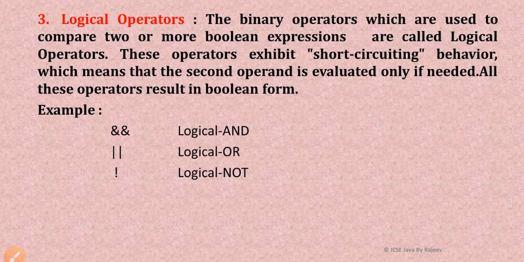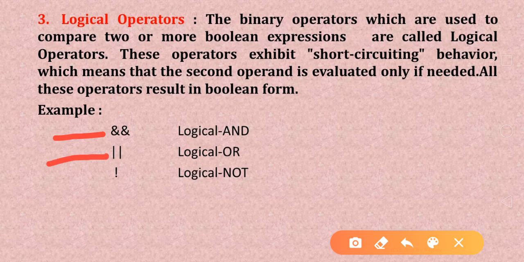The examples of logical operators are logical AND, which is written with this symbol, and logical OR, two vertical parallel lines, and this is the representation of the logical NOT operator.